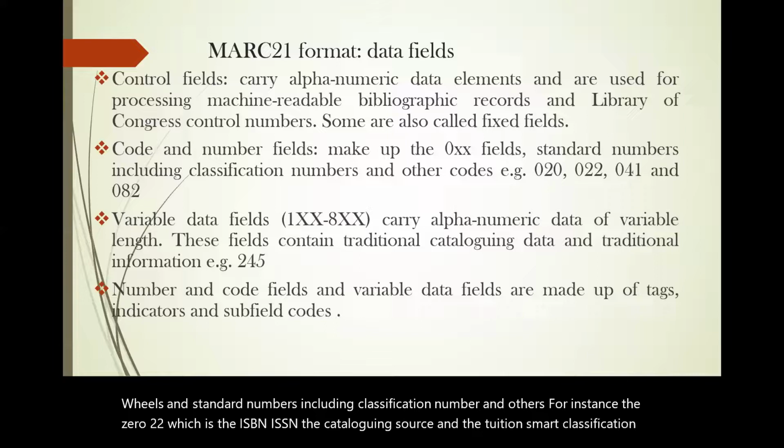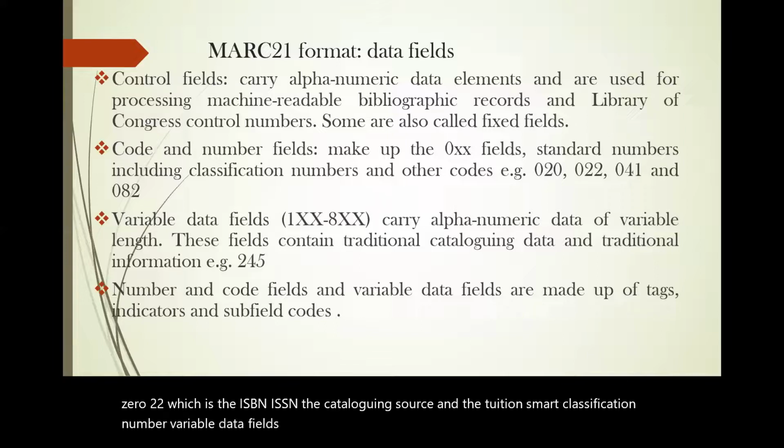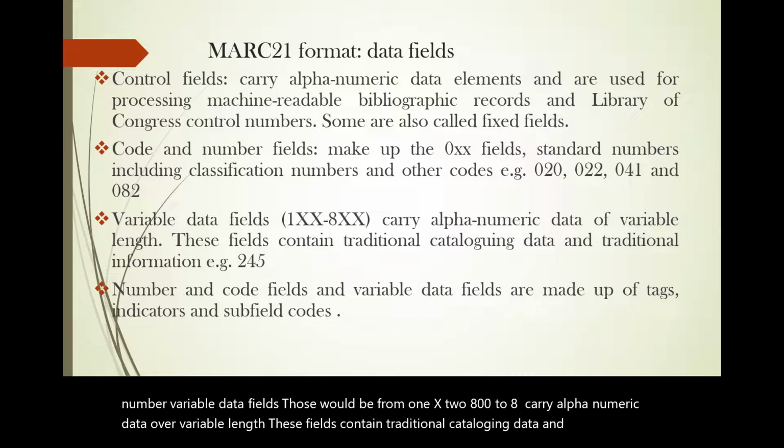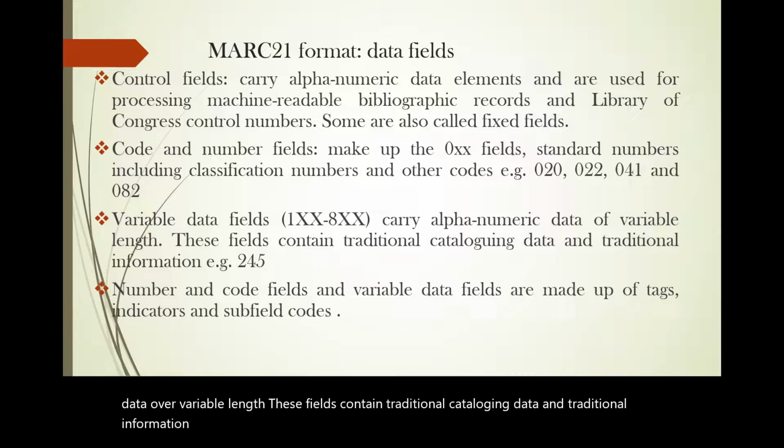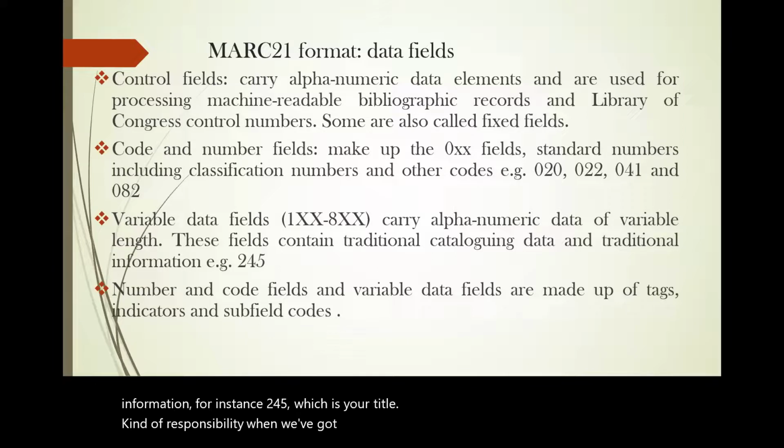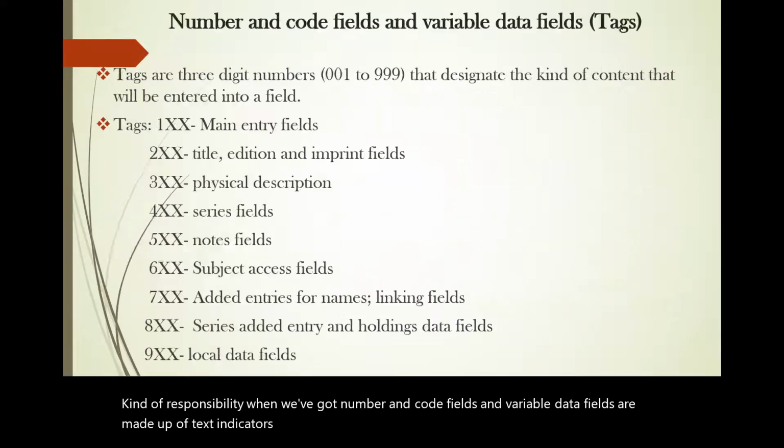Variable data fields, those from 1xx to 8xx, carry alphanumeric data of variable length. These fields contain traditional cataloging data and traditional information. For instance, 245, which is your title and statement of responsibility. Then we've got number and code fields, and variable data fields are made up of text, indicators, and subfield codes.